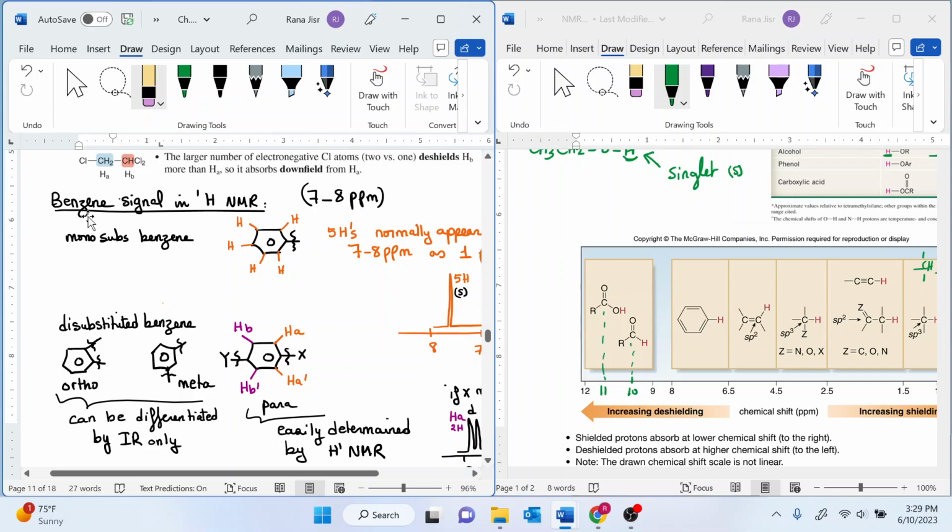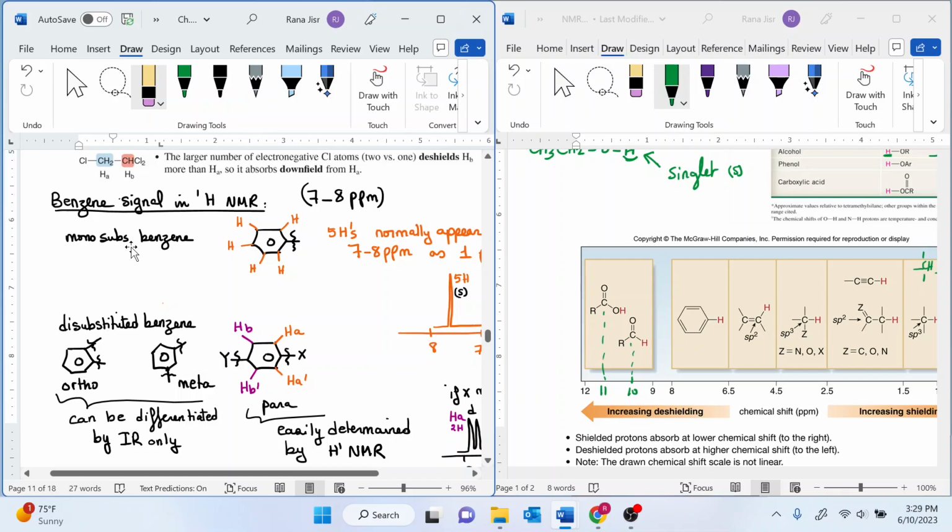For benzene, benzene is considered to be an electronegative compound. So benzene normally shows between 6.5 and 8 parts per million. This region is purely for benzene. So if you look at your NMR spectra and see any signal in this region, this means that you have a benzene. Do your DBE. The double bond equivalence of benzene is 4. So if your DBE is 4 or more, then this means that you have a benzene, especially if you have a signal between 6.5 and 8 parts per million.